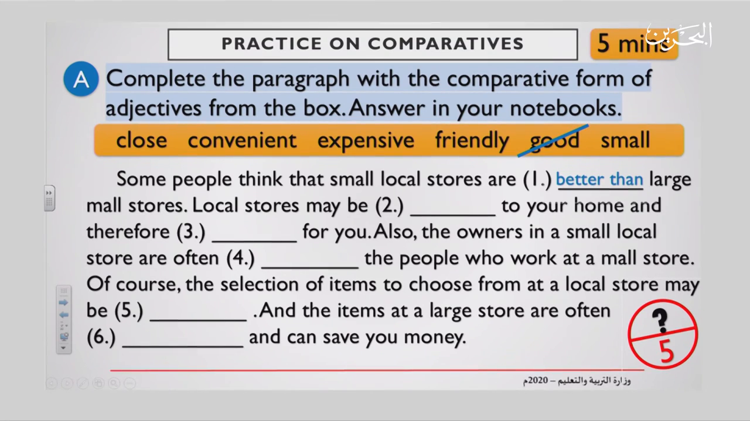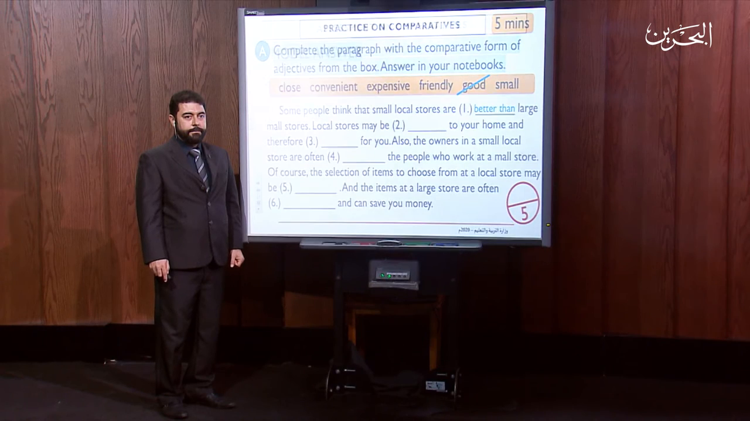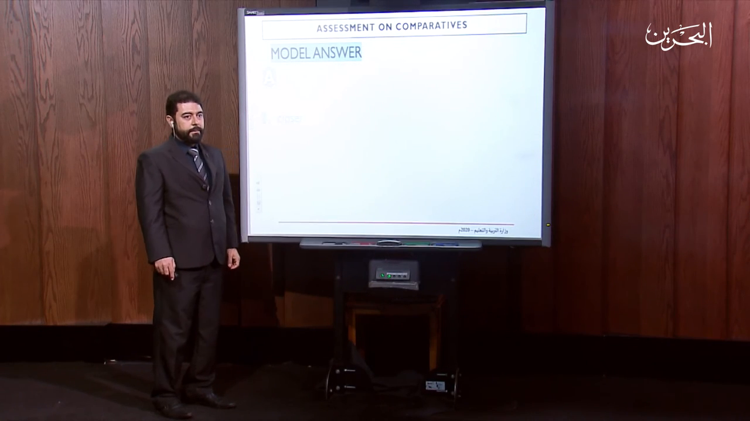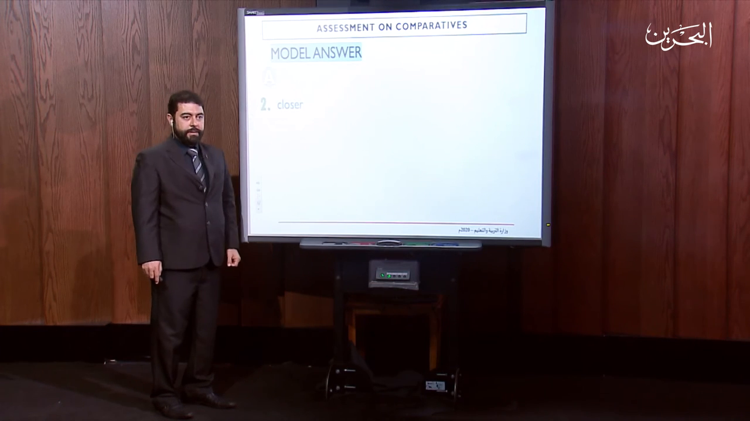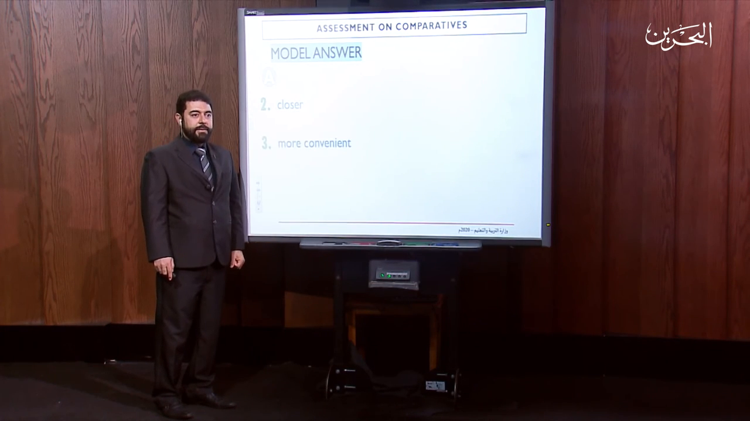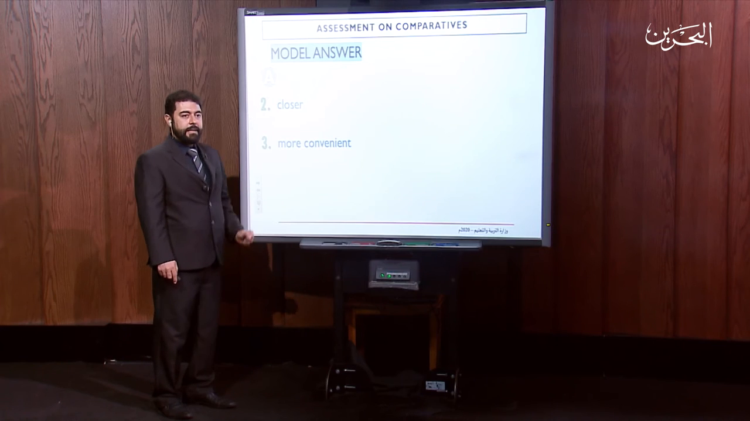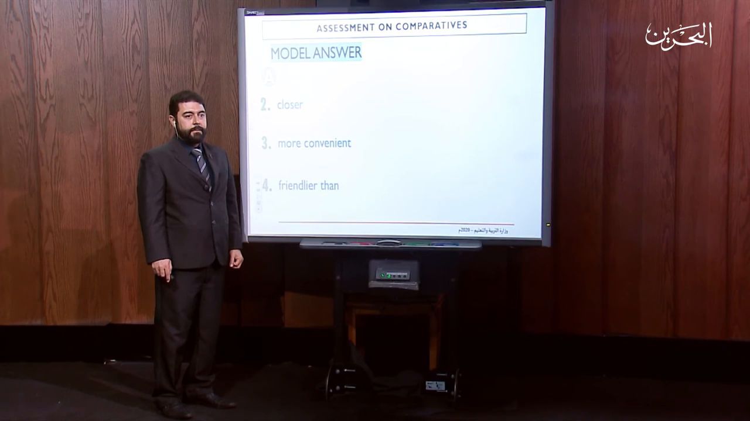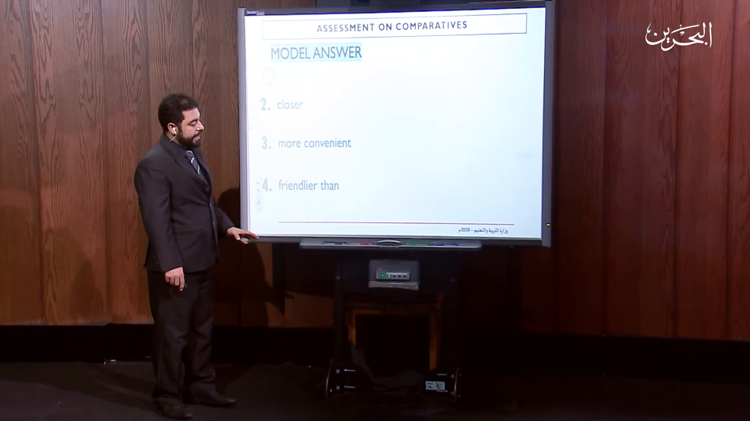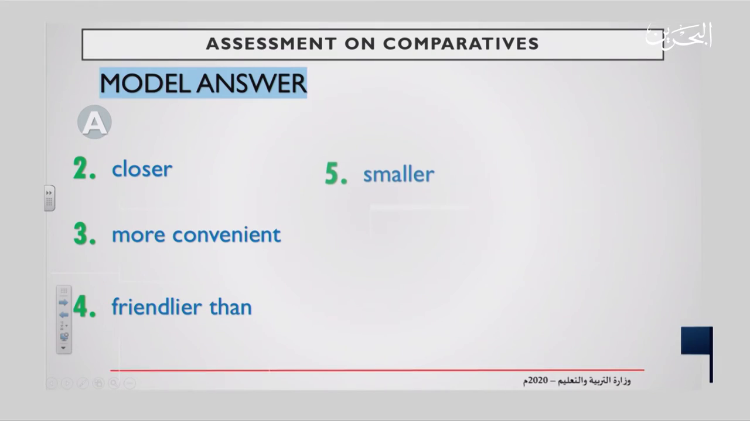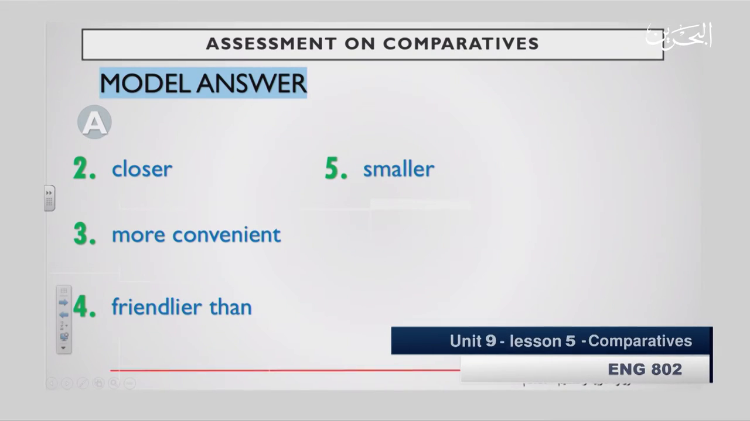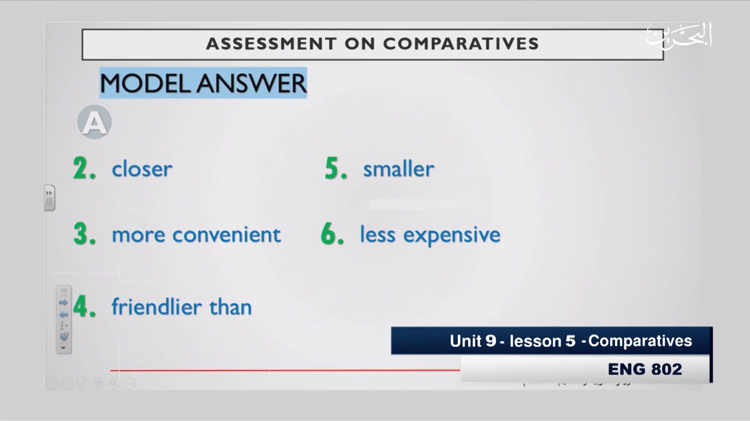All right, now let's take a look at the model answer. Number two is closer. Number three, more convenient. Number four, friendlier than. Number five, smaller. Number six, less expensive. So please check those answers and give yourself a mark out of five.